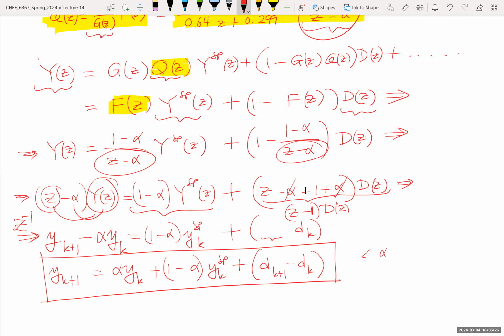Alpha must be between 0 and 1. It cannot be above 1 because the closed loop will become unstable. And we don't want it to be below 0 because we'll get oscillations. Let's simulate this on Excel. It's so incredibly simple. We can simulate that closed loop on Excel.